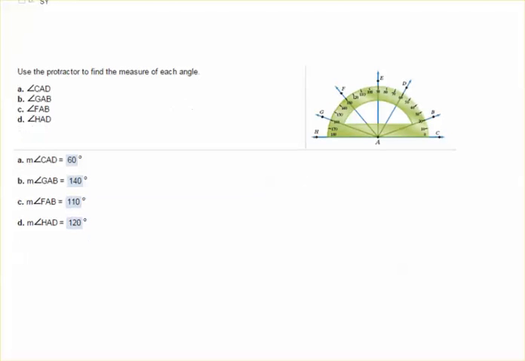All right, now it says use a protractor to find the measure of each angle. And they have a protractor listed out for us here, so we just have to learn how to read it. So first of all, they want us to measure CAD. CAD is this angle right here. If we look at our protractor, we always read it starting here at this terminal side, so we would go up 10, 20, 30, 40, 50, 60 degrees. So that would be a 60-degree angle.